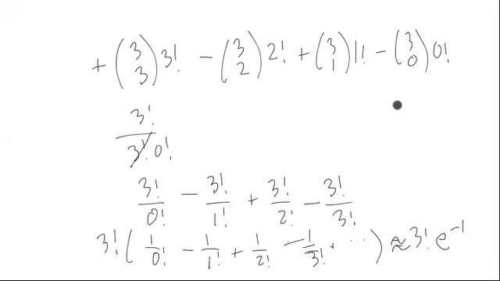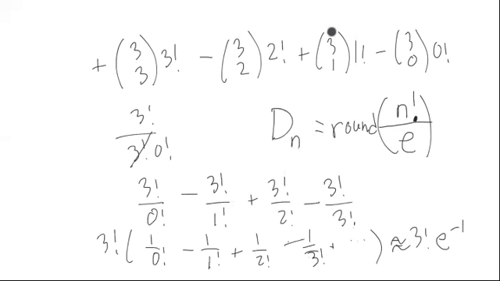And in general, actually, if you just use the Taylor series idea, it actually takes care of all the summing for you. N factorial over e, and you round that, should give you the number of derangements on n things.